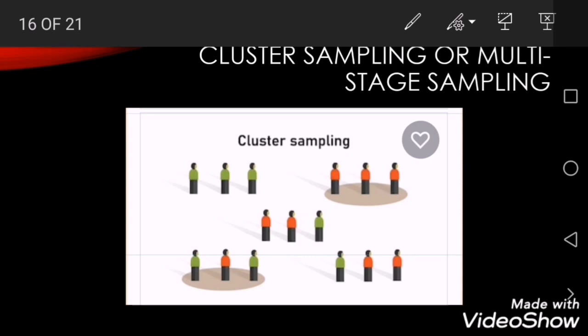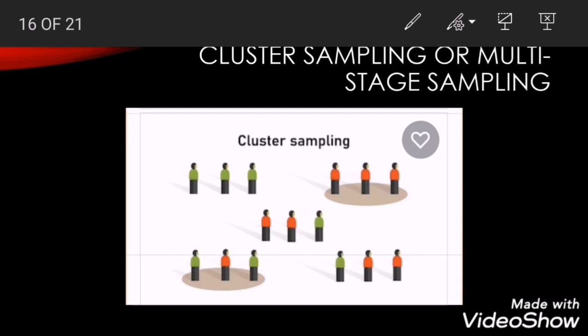Cluster sampling or multistage sampling. It is also called sampling by stages. It refers to a sampling procedure which is carried out in several stages. The whole population is divided into sampling units, and these units are again divided into subunits.